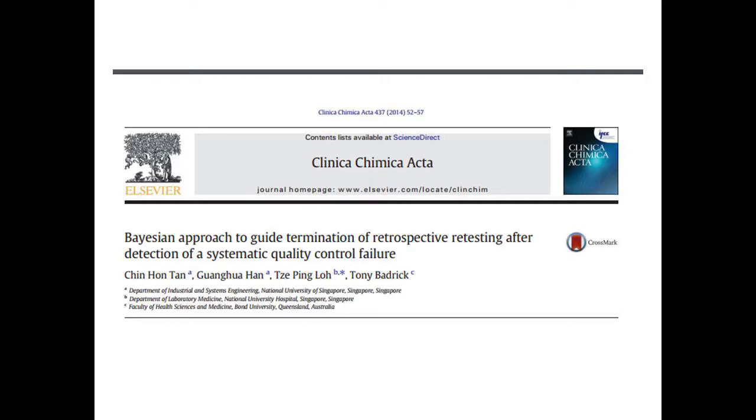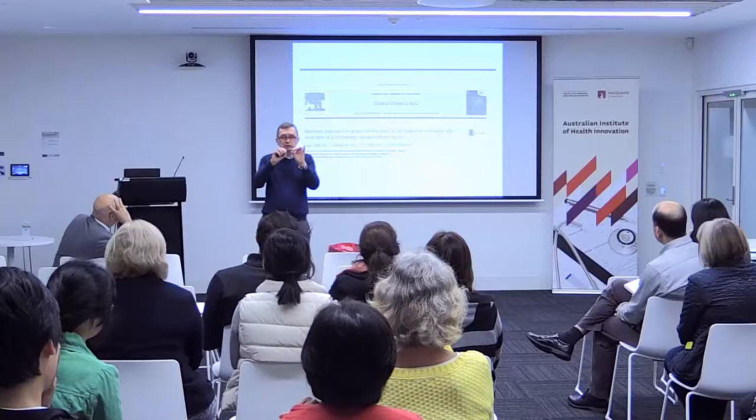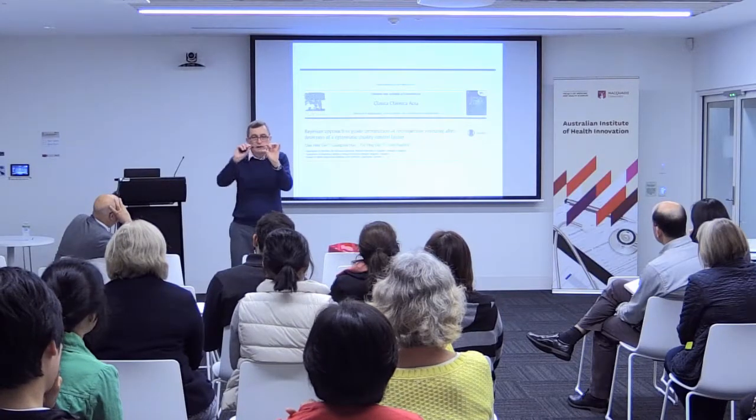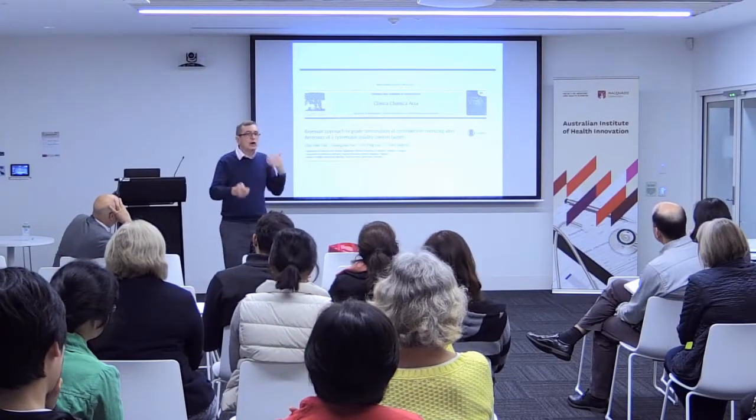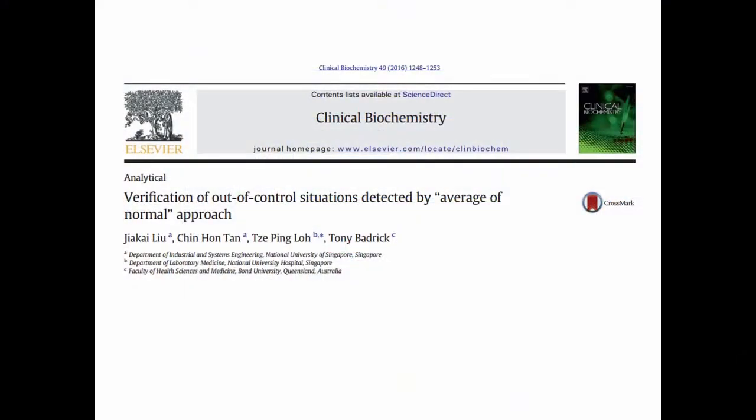I've got some colleagues in Singapore where we've been trying to finesse this method. So this was looking at an average of normals, an average mean of patients, to see when the run fails, and we think we've come up with that. We've looked at, say, verification of out of control situations by this same approach, and that seems to work.